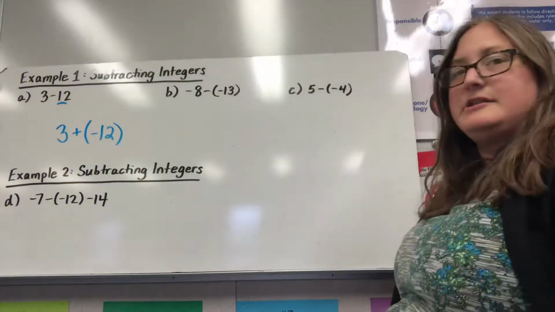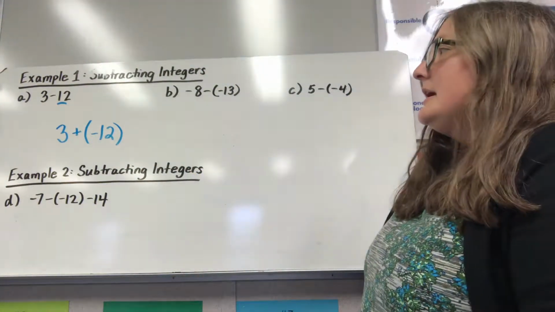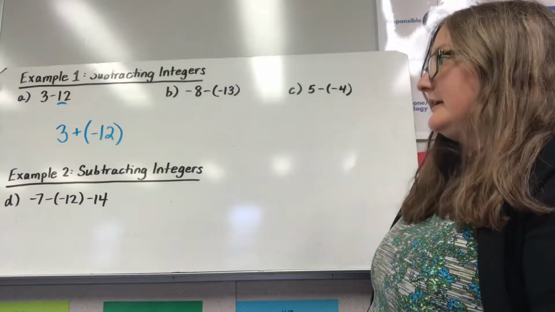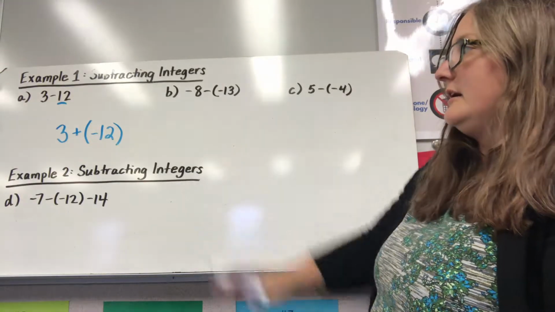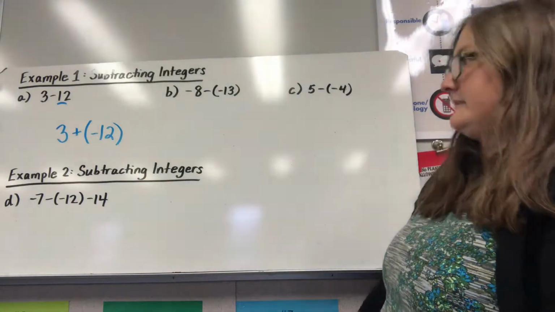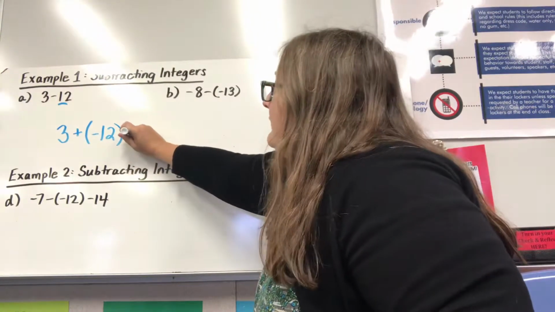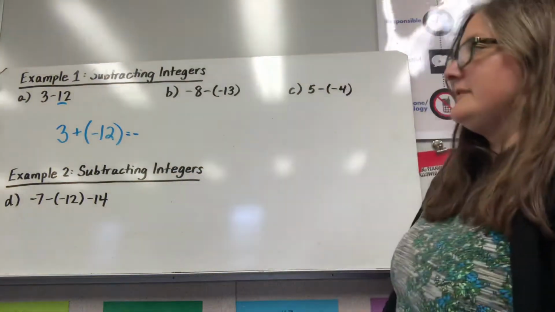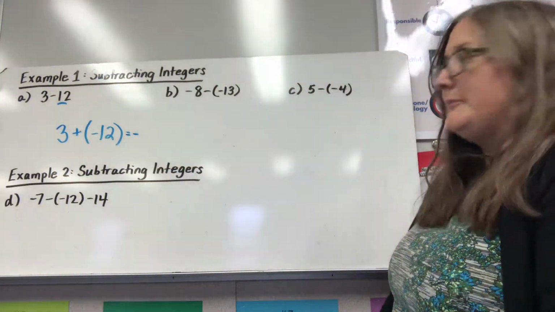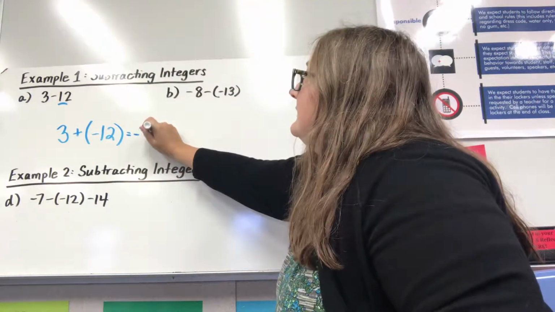Now, I already know my addition rules here. If I have more negatives, which I do in this case, I have 12 negatives and 3 positives, my answer will be negative. And since they're different signs, I'm going to subtract them. 12 minus 3 gives me 9, so -9.